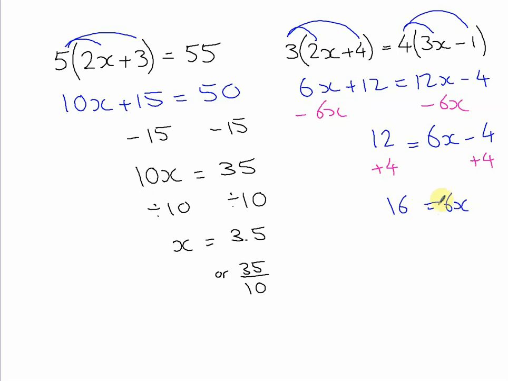That's non-friendly. 16 is not a multiple of 6. We're going to divide by 6 anyhow. And what I'm going to do is just write 16 divided by 6, or 8/3. I wouldn't go to mixed, they're just not really that helpful, so that's fine. You can go to mixed as well, it's not a problem, but I'm not going to.